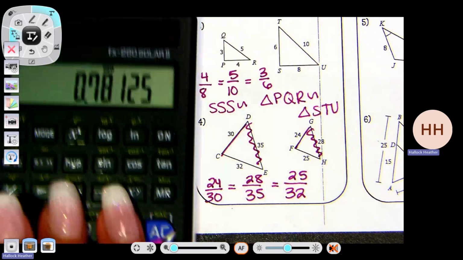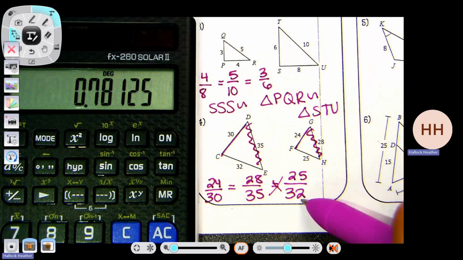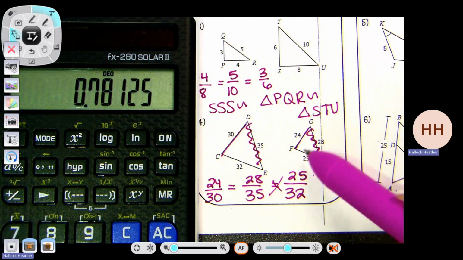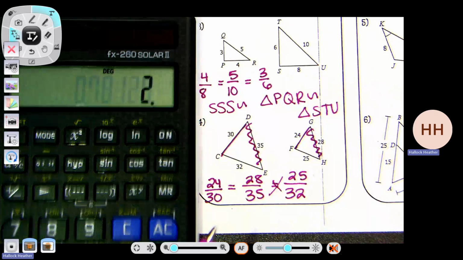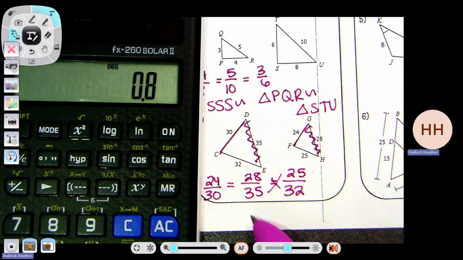So since I get something different, see how I got something different? This last one, wherever your 25 over 32 is, if you were just copying mine, it's in the back. 25 over 32 is not the same. If I take 25 divided by 32, I get this. If I take 28 and I divide by 35, I get 0.8. And then same thing with the first one, I get 0.8.